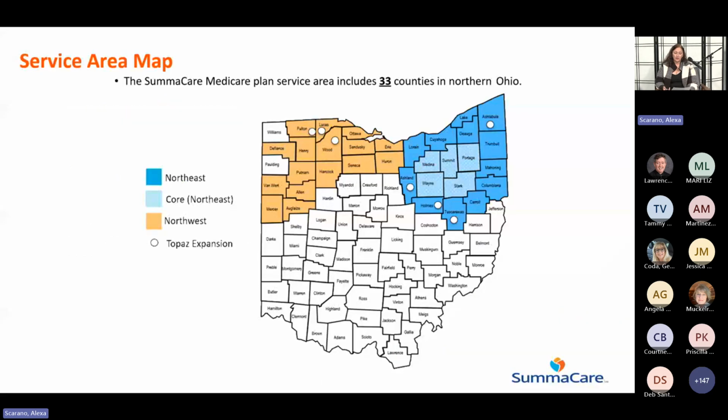First up, we just wanted to show you one of our network coverage maps. This shows you the 33 counties that we participate with our Medicare Advantage plans. We also wanted to note that one of our plans, Topaz, which is a very popular plan, is expanding into 7 different counties, and you can see that with the little white dots showing on the map. So we are expanding that plan program.